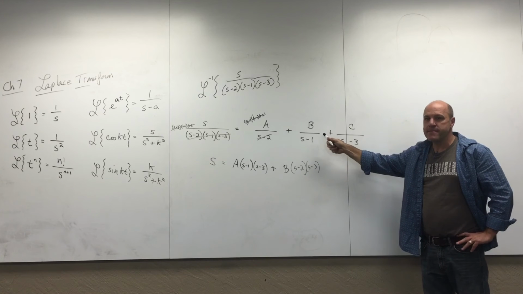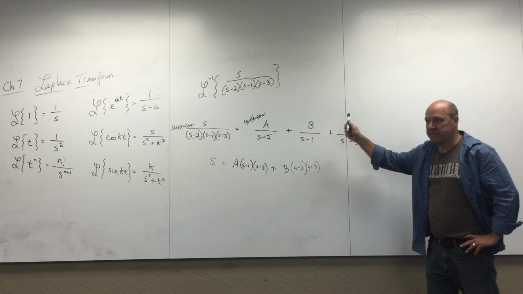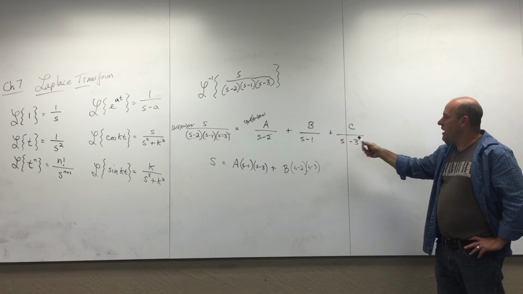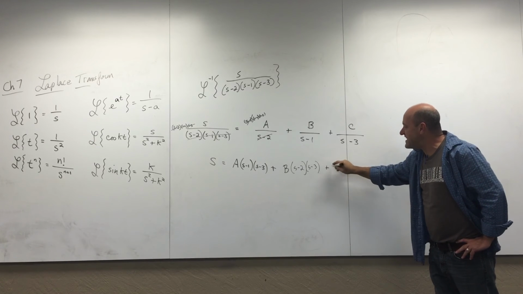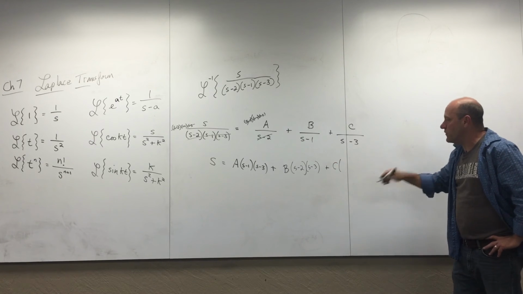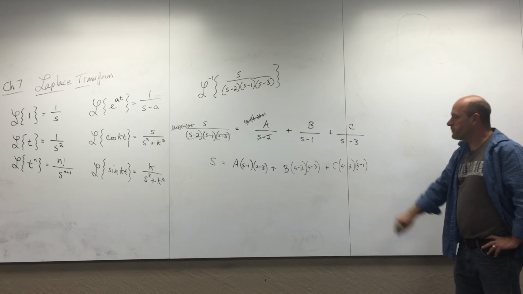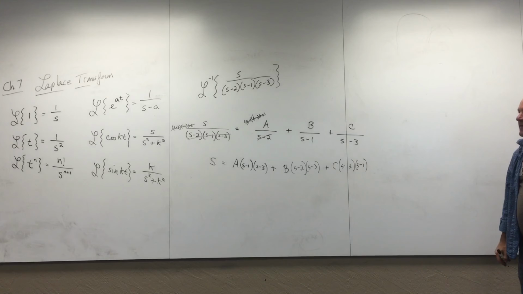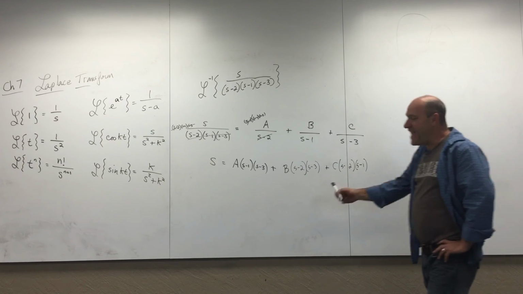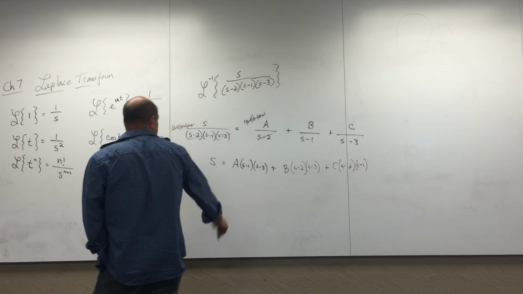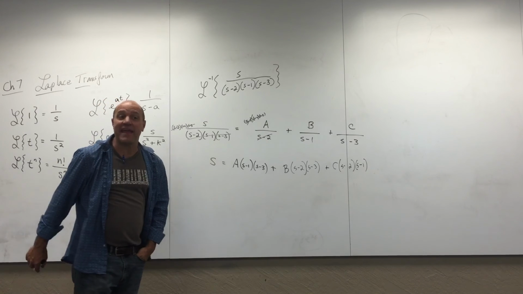Did you follow that? I'm multiplying by the common denominator. I'm canceling where it's appropriate. Over here, I'm left with C times the other two, s minus 2 and s minus 1. That's an s over there. And then you play different kinds of games to help you find A, B, and C.